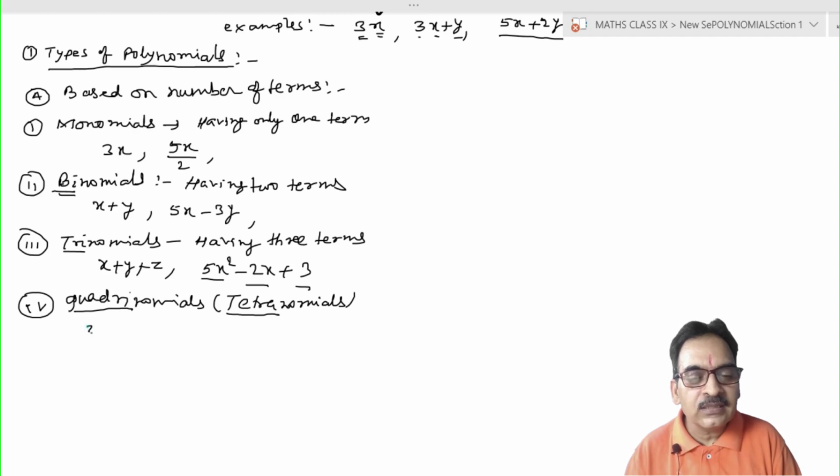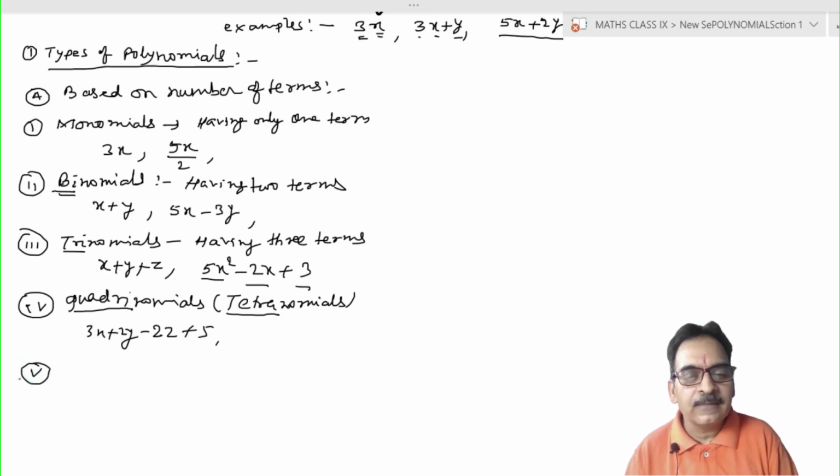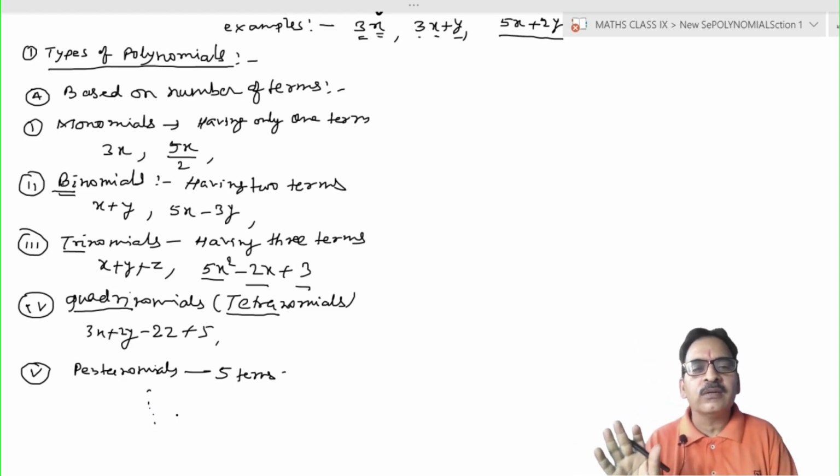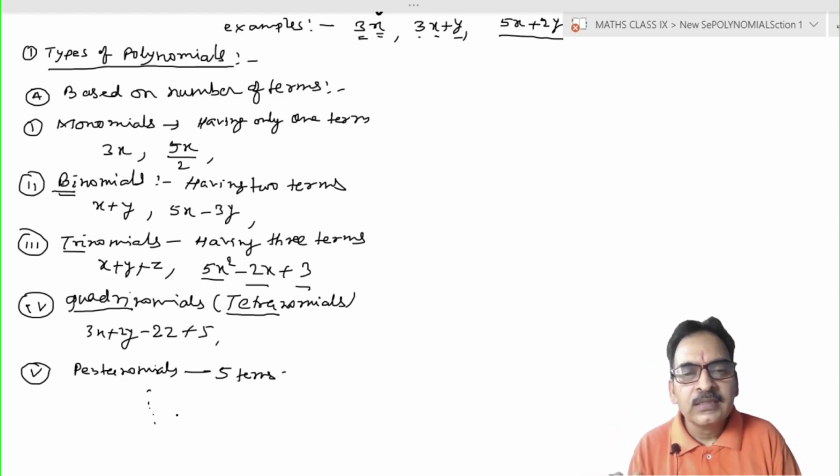A very simple example: take any four terms, like 3x plus 2y minus 2z plus 5. Here we find 1, 2, 3, 4 terms. This is a quadrinomial. Now, in general, there are pentanomial, hexanomial, with five terms, six terms, and like that it will keep on going: heptanomial, octanomial, according to the number of terms. Clear? Now I am coming to the second type.